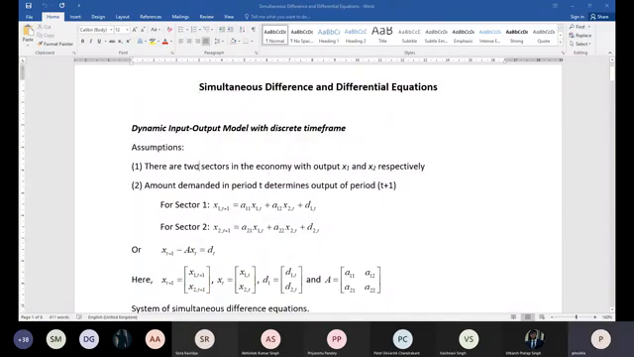Here, let us assume that there are 2 sectors in an economy. We had discussed the input-output model. In module 1, I talked about the input-output model, but I discussed that in a static framework. And here, I'm discussing it in a dynamic context. I'm assuming that there are 2 sectors in an economy, and the outputs of the 2 sectors are X1 and X2.